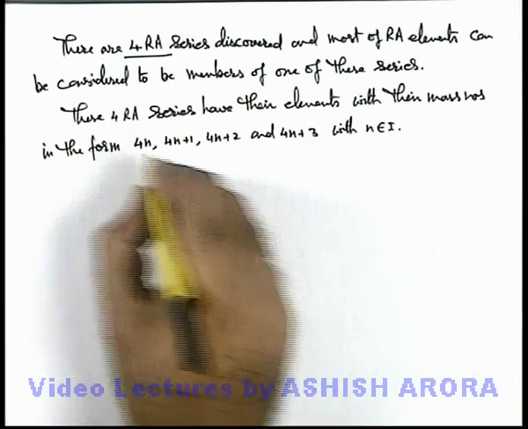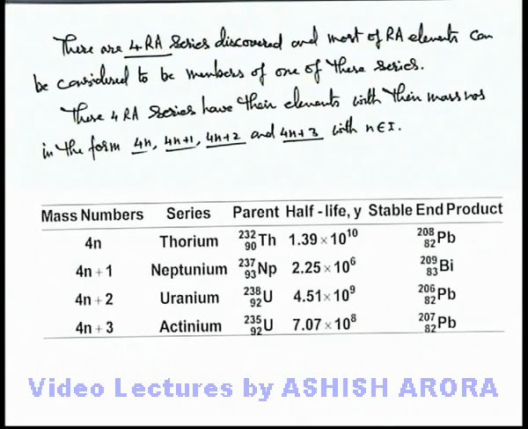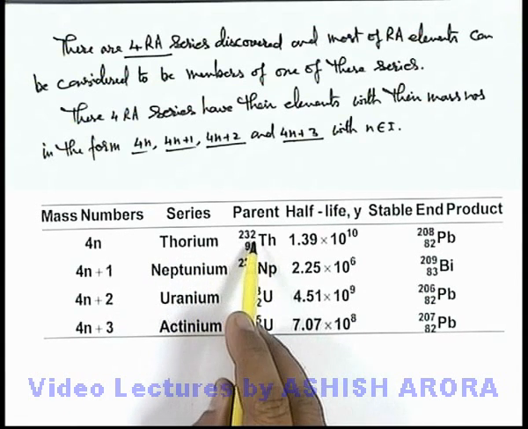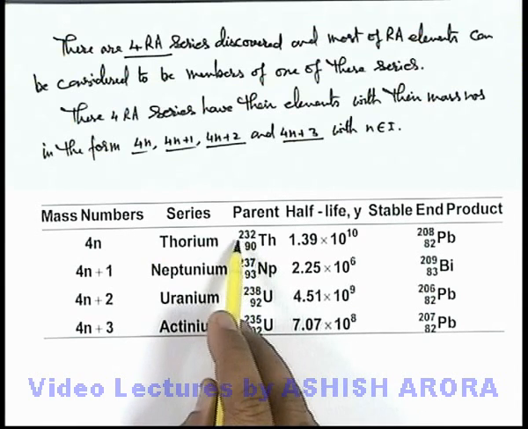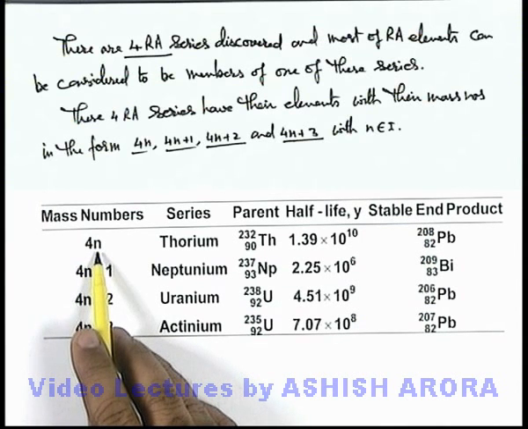Let's have a look at these four series and understand what we mean by these series with their mass numbers in this format. Here you can see these are the four series, which are called the 4n series, 4n plus 1 series, 4n plus 2 series, and 4n plus 3 series, named after the parent nucleus from where the series starts. These are thorium, neptunium, uranium and actinium series. So in the thorium series, the parent nucleus is thorium-232, and here you can see the mass number can be expressed in the form of 4n. It is only divisible by 4, so that's why it is written as the 4n series.